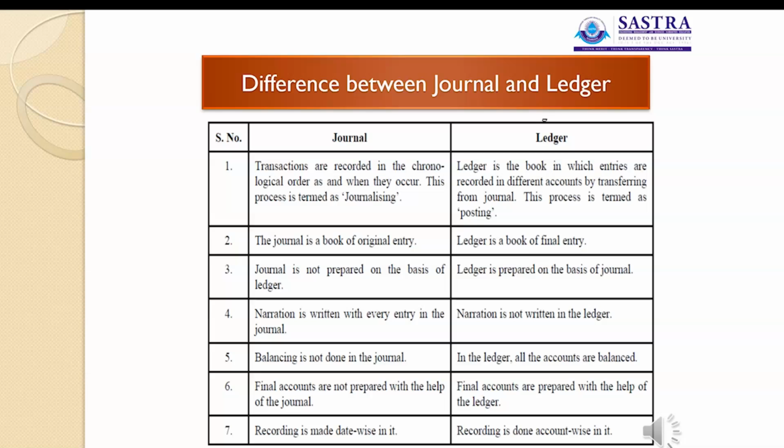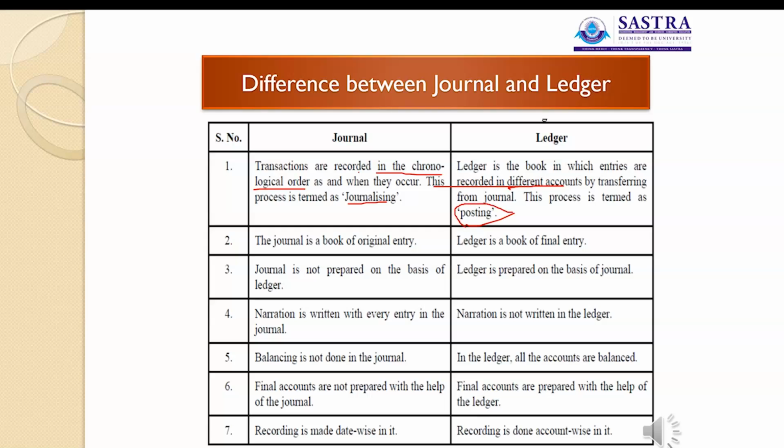The transactions are recorded in chronological order, that is date-wise order. This process is called journalizing. Ledger is a book in which entries are recorded in different accounts by transferring from the journal. This process is called posting.